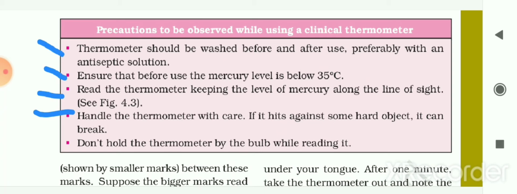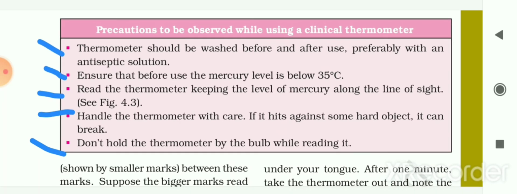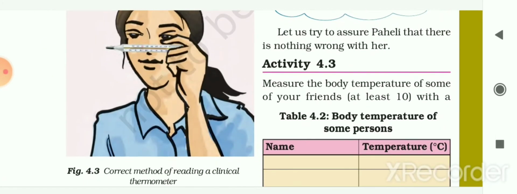The next is, don't hold the thermometer by the bulb while reading it. It will interrupt your temperature measurement. So don't hold the thermometer by the bulb while reading it. Now let us see the next activity, that is activity 4.3.